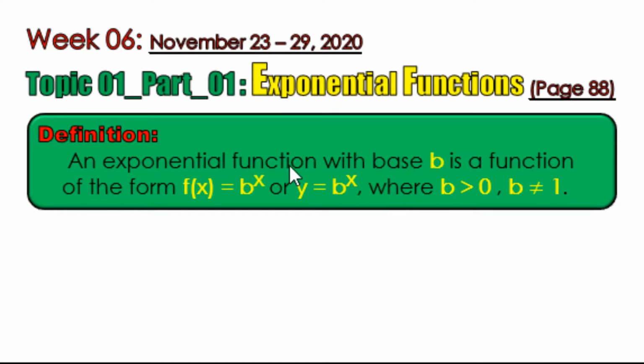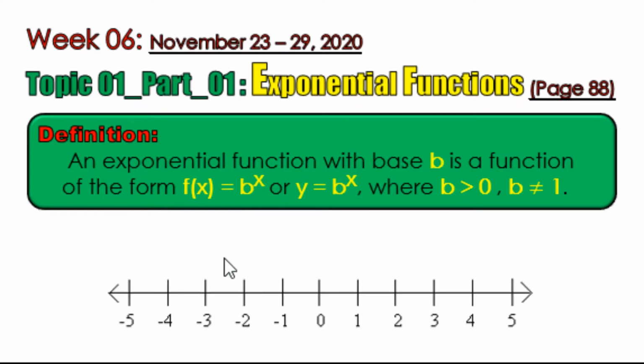An exponential function with base b is a function of the form f of x is equal to b raised to x, or y is equal to b raised to x, where b is greater than 0, but b must not be equal to 1. So for this function, b is the base and x is the exponent.